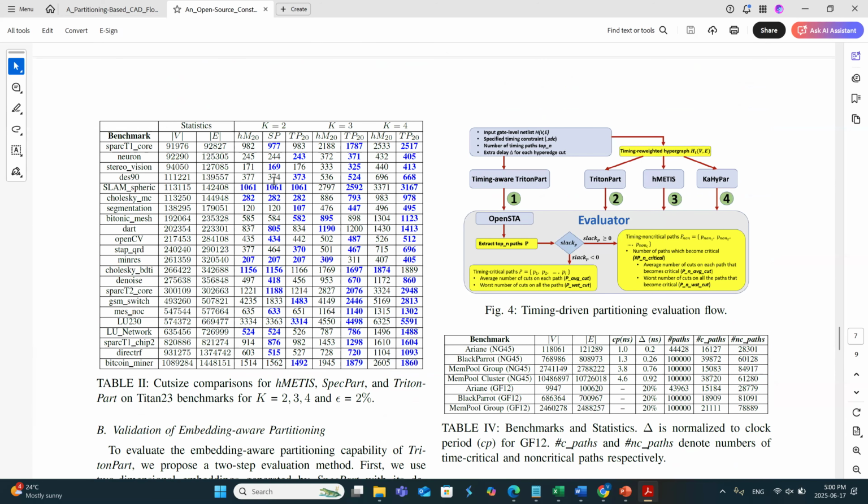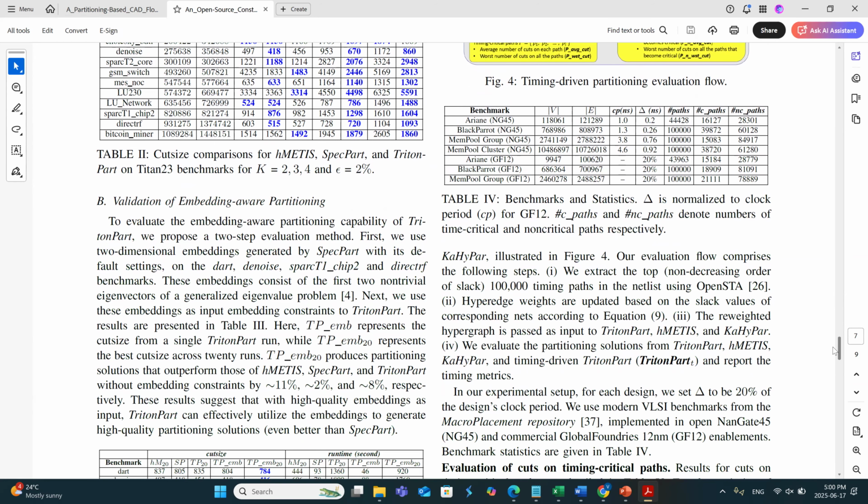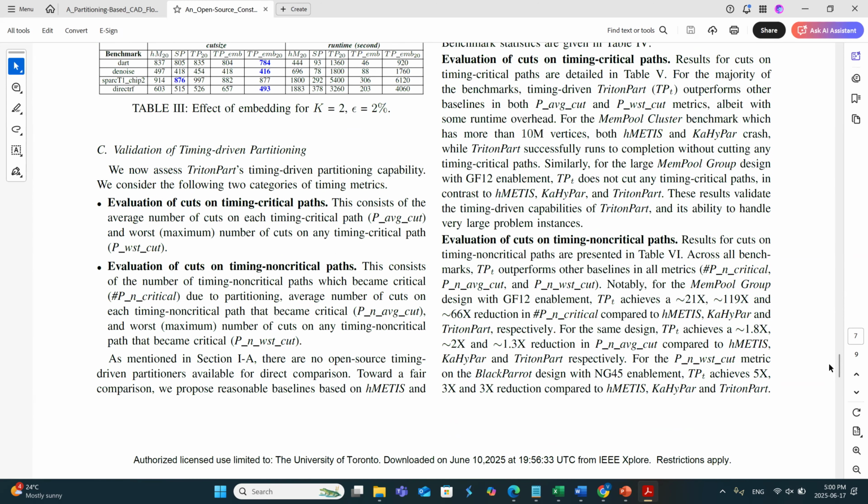Okay, so these are all cut size. They're on Titan. So I don't see timing results on Titan. So it might be because they're using OpenSTA, so they didn't quite know how to timing analyze the Titan designs. Okay, that makes a lot more sense. And I don't know exactly when they were. Yeah, you'd have to read all the details of this.